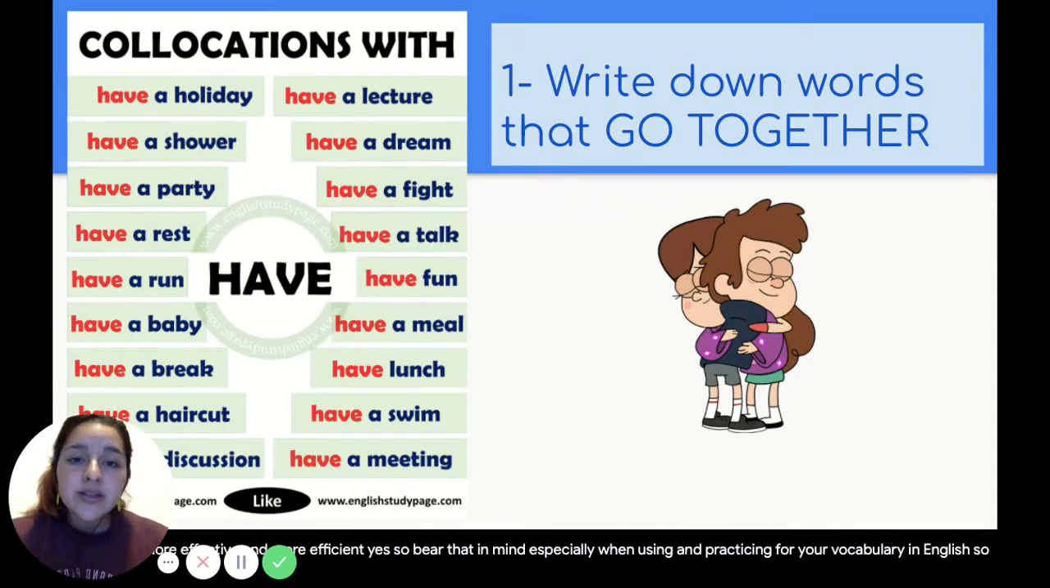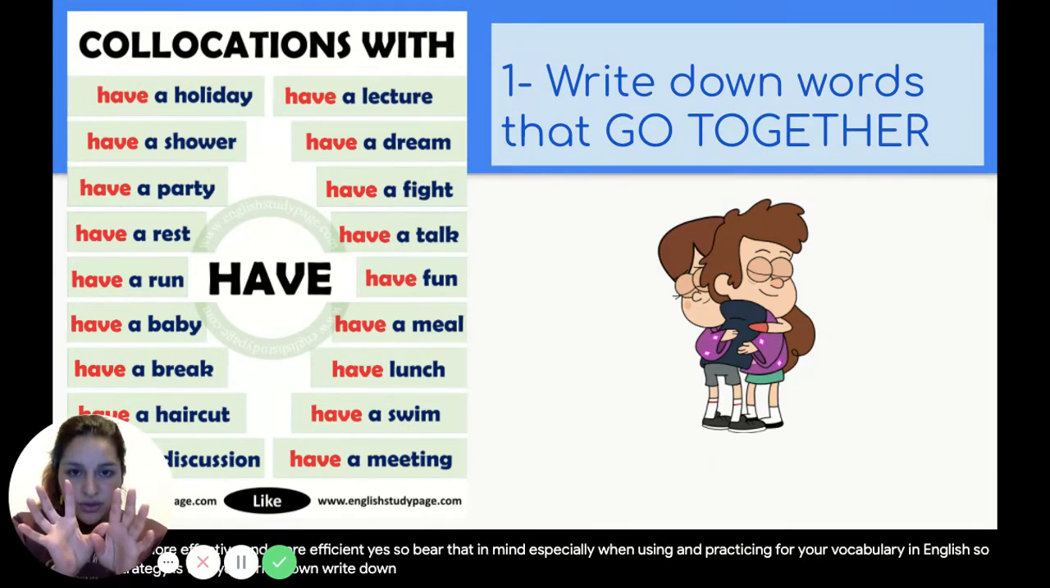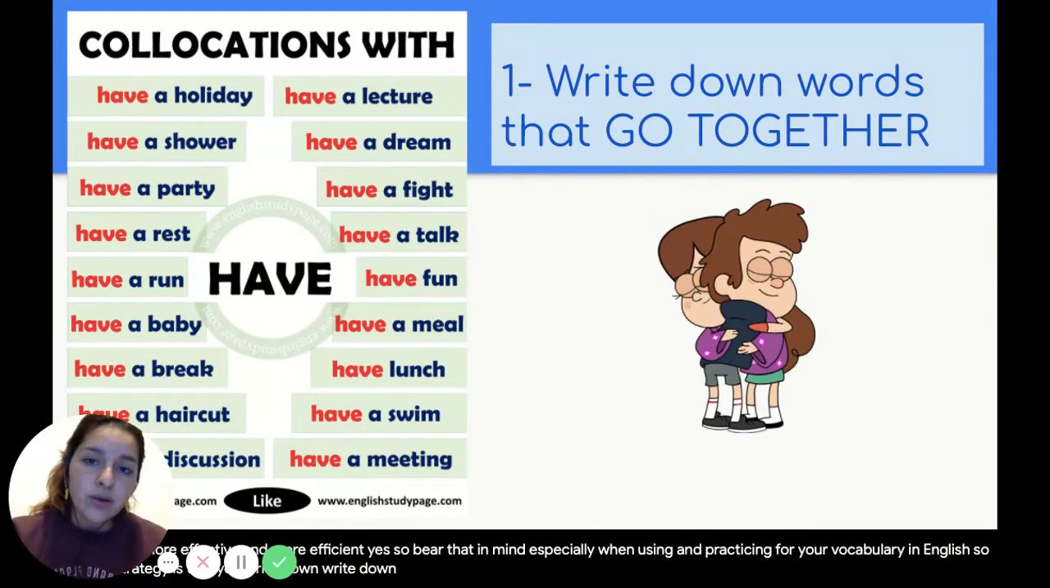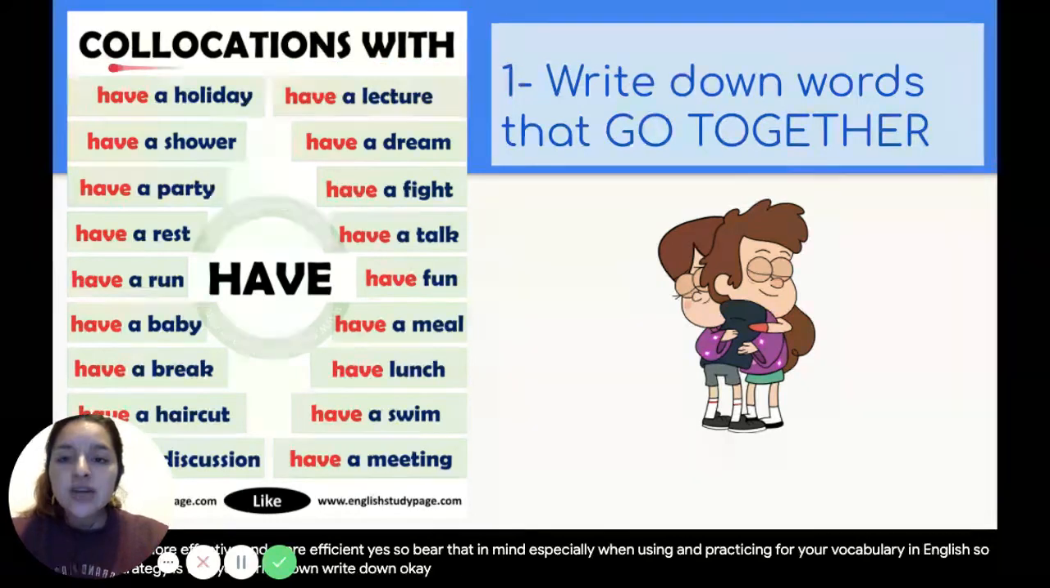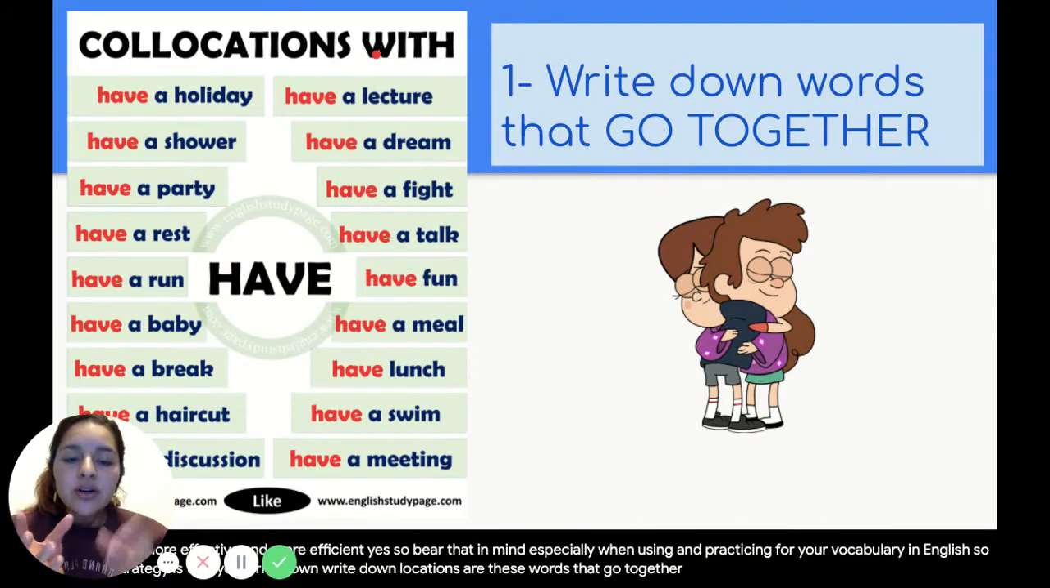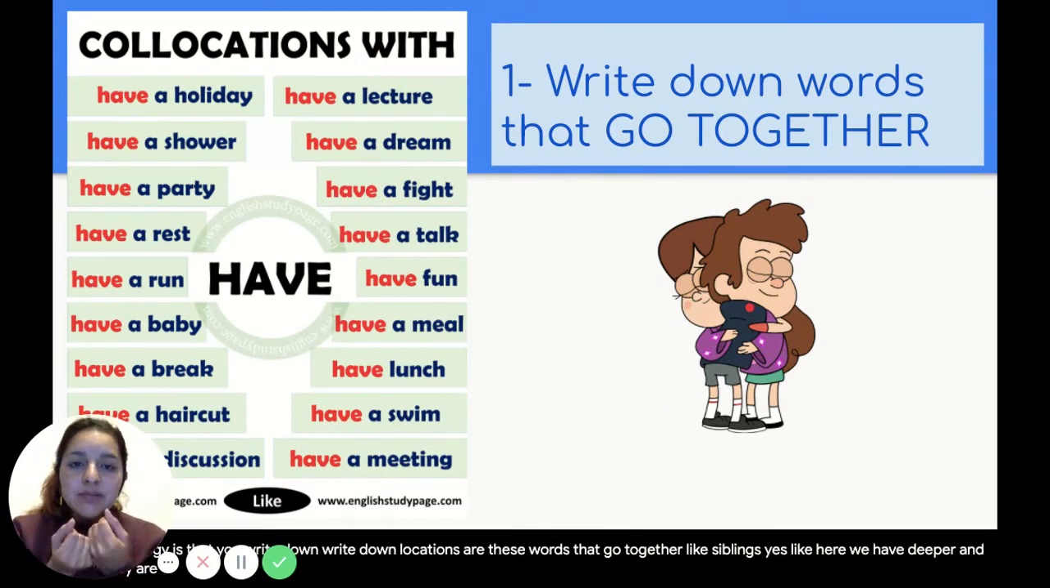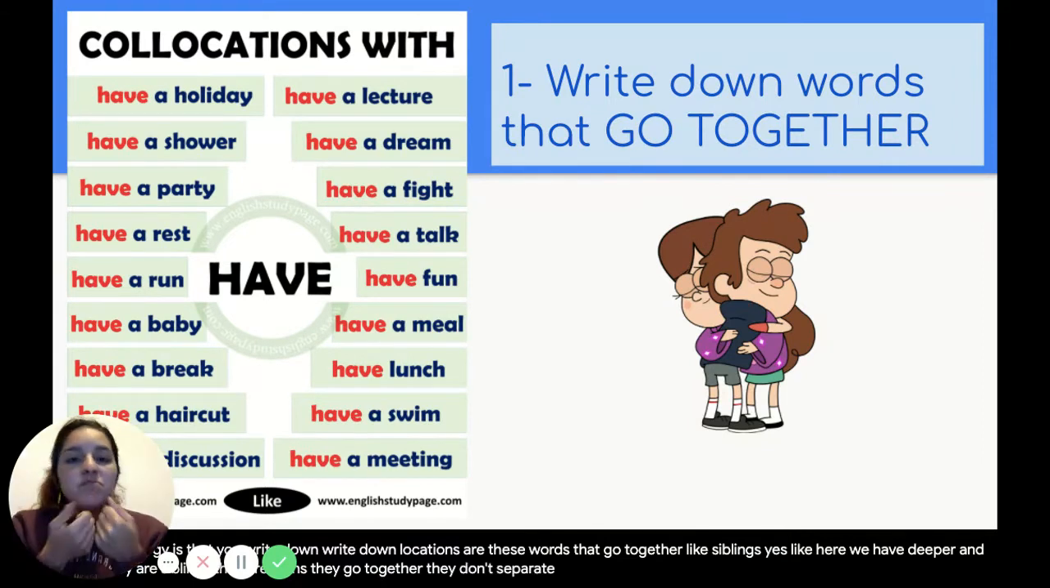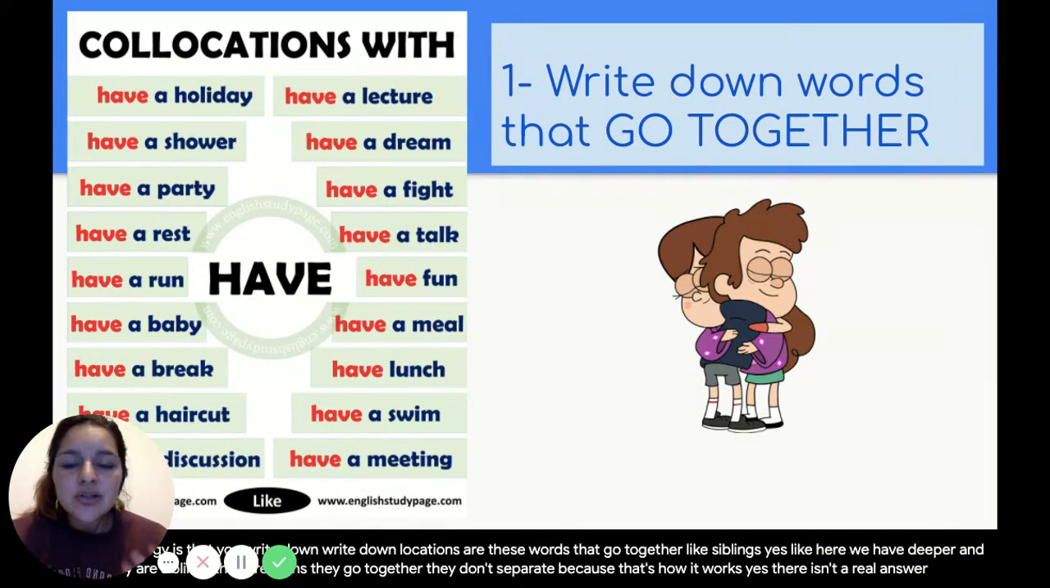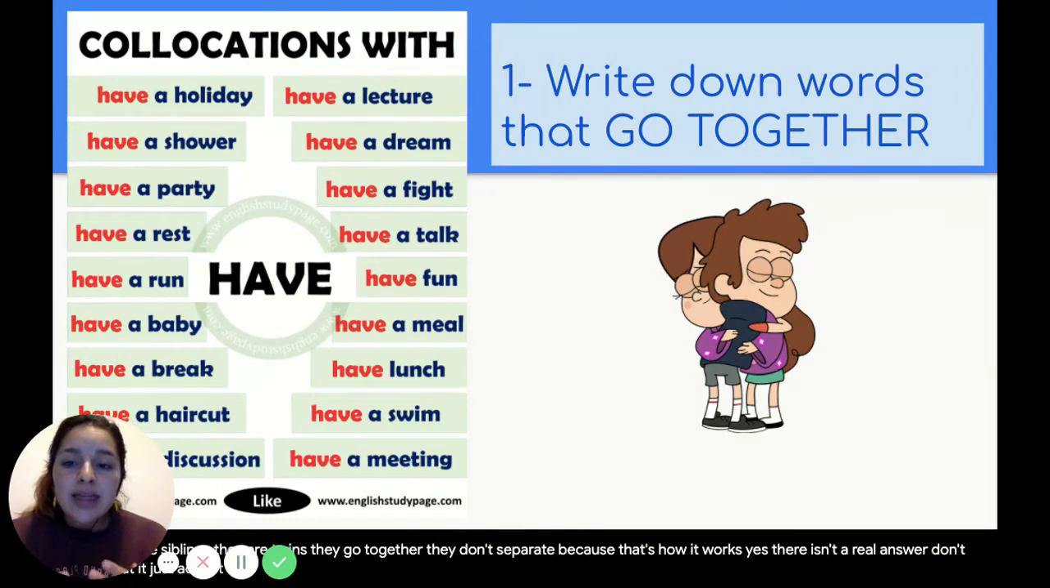So the first strategy is that you write down the words that go together. Yes, let's remember that in English and in any language, really, we have collocations. Collocations are words that go together like siblings. Like here we have Dipper and Mabel. They are siblings, they are twins, they go together, they don't separate because that's how it works. There isn't a real answer. Don't think about it. Just accept that they go together.